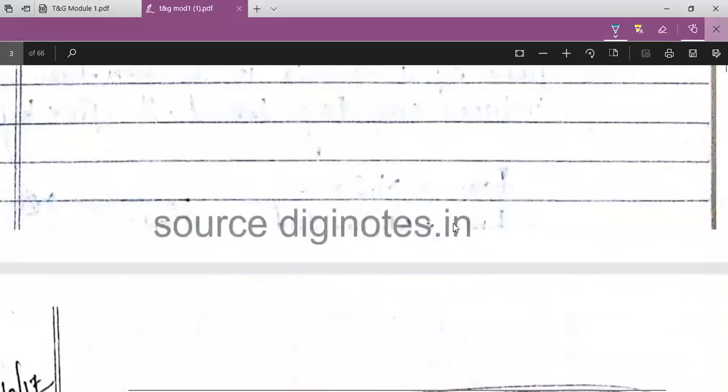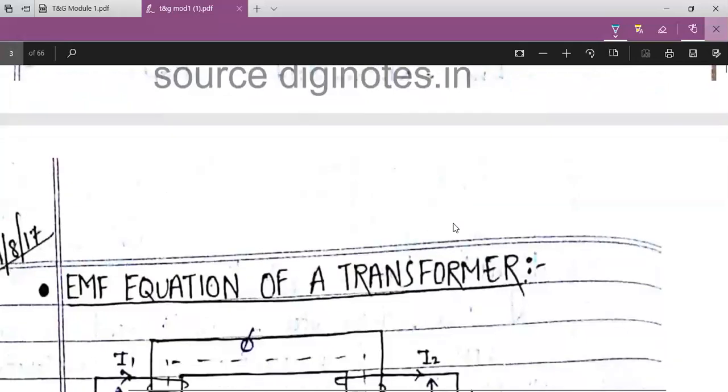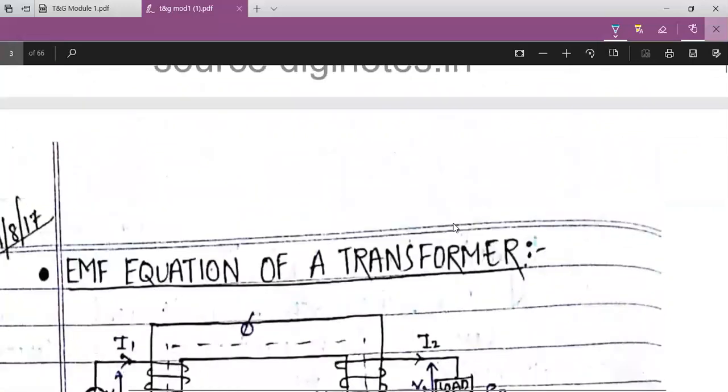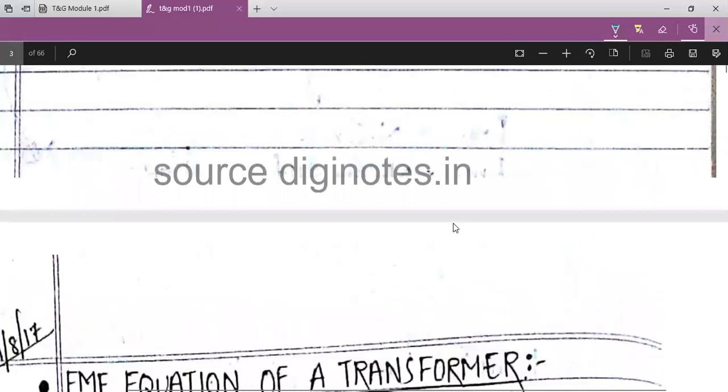So these are some. Sir. Yeah, tell me. Sir. Yes. The previous page, sir. Sorry.